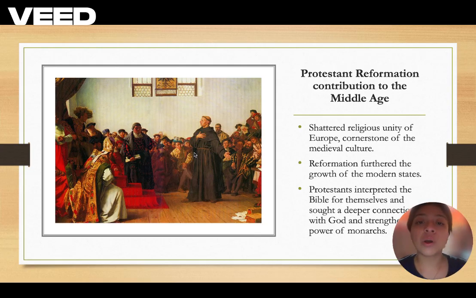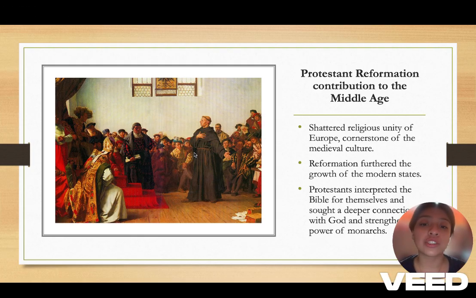Lastly, what has the Protestant Reformation contributed in the Middle Ages? Well, it shattered the religious unity of Europe, which, like I said before, the people here had only been following the Roman Catholic Church, but were able to break off and create other different religions that other people could follow on their own behalf. Protestants interpreted the Bible for themselves and sought deeper connections with God, which strengthened the power of the monarchs. And the Reformation movement furthered the growth of the modern states.